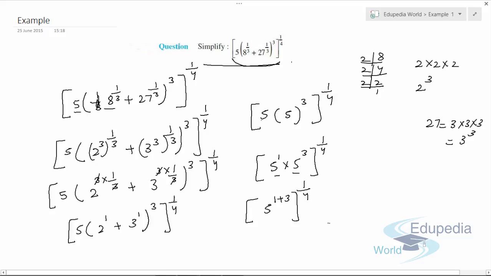So this will become 5 raised to power 4 whole power 1 by 4. Again we can multiply the powers, so this will become 5 raised to power 4 into 1 by 4. This will get cancelled out, so the answer will be 5 raised to power 1, which is equal to 5. So this is how we can simplify large questions to a number.